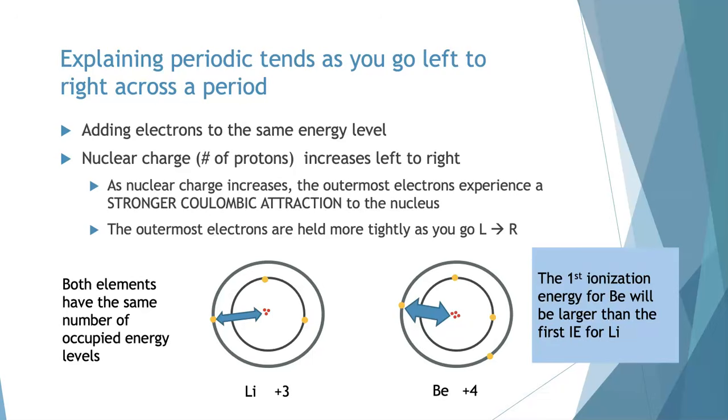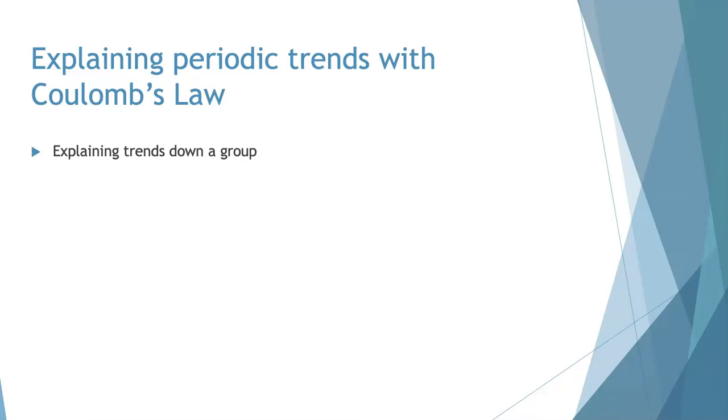It also means that the first ionization energy for beryllium will be larger than the first ionization energy for lithium. We can also use Coulomb's law to explain trends going down a group or a column in the periodic table. We know as we go down a column, atomic radius increases. We also know that ionization energy decreases as we go down a group.